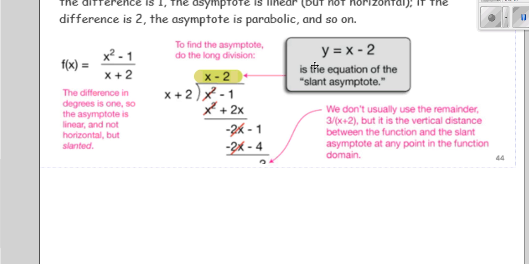It was a weird question, wasn't it? How many times does x go into x squared? X times, yep. Like 2 goes into 10 five times, and x into x squared is x times x, which is x squared.